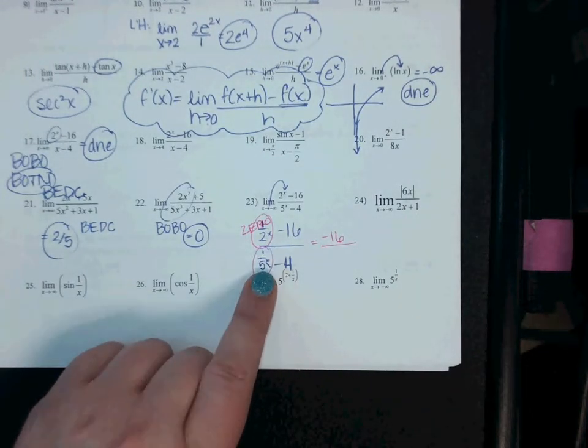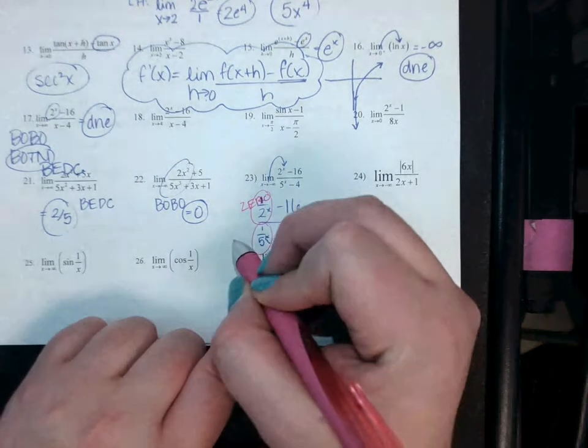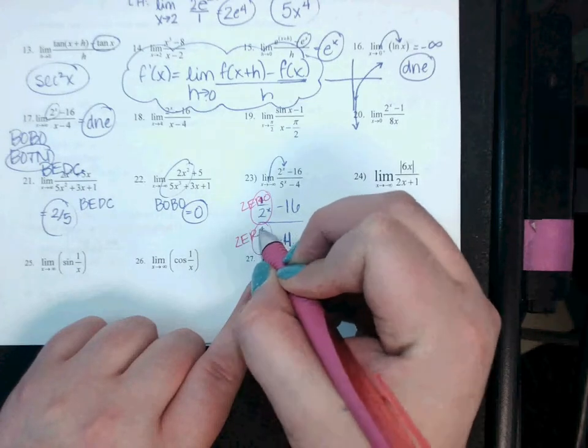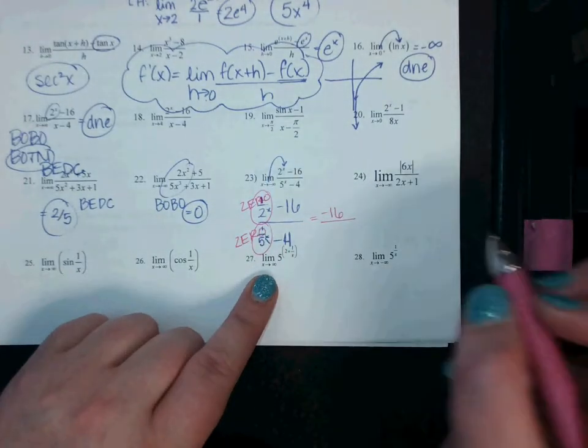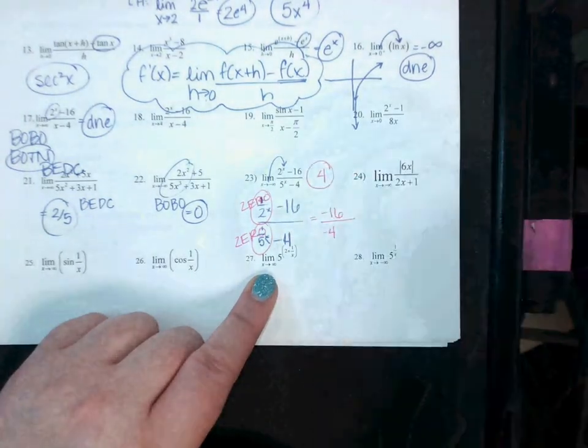Okay, now look at the bottom. I have a 1 over 5 to the x. That's a Bobo as well, which means it's a 0. But that's not the only thing on bottom. What's 0 minus 4? And negative 16 divided by negative 4 is 4.